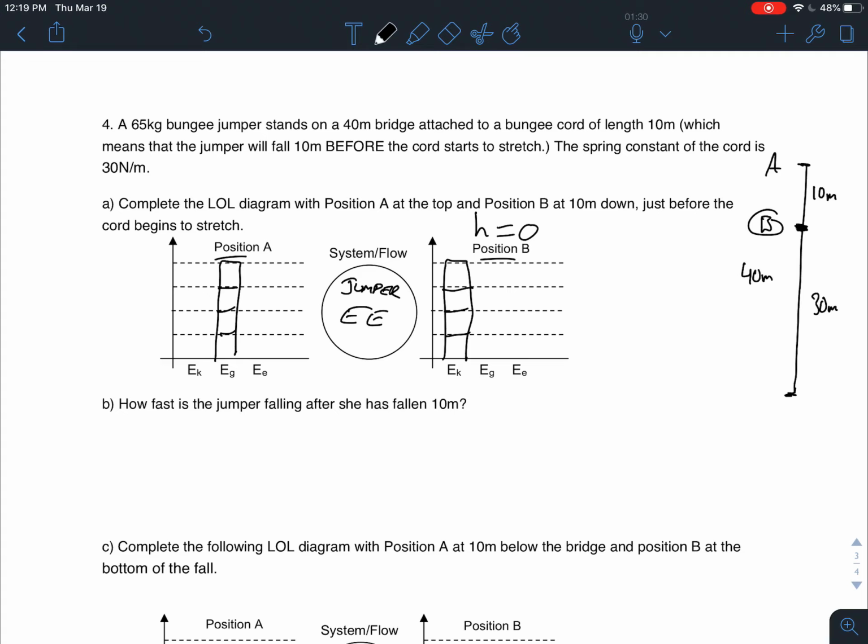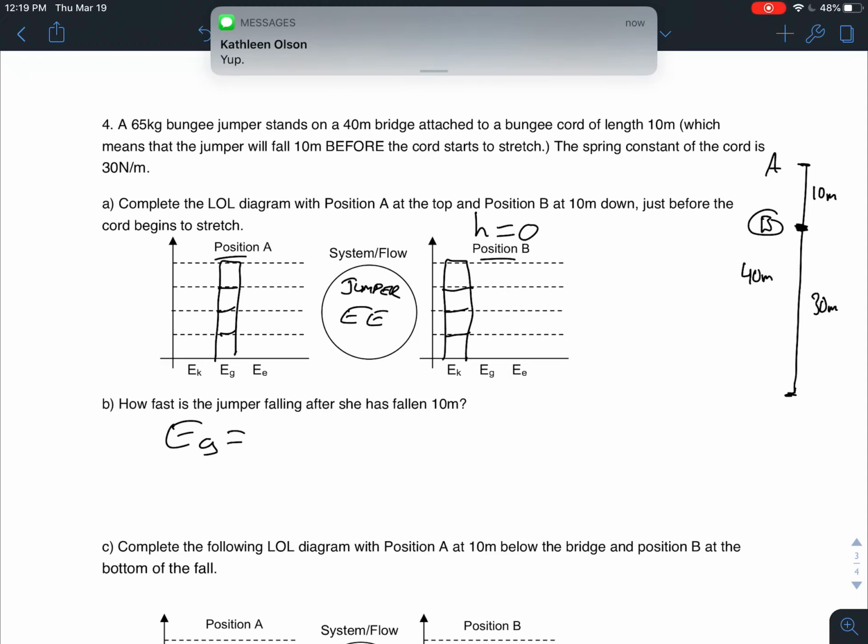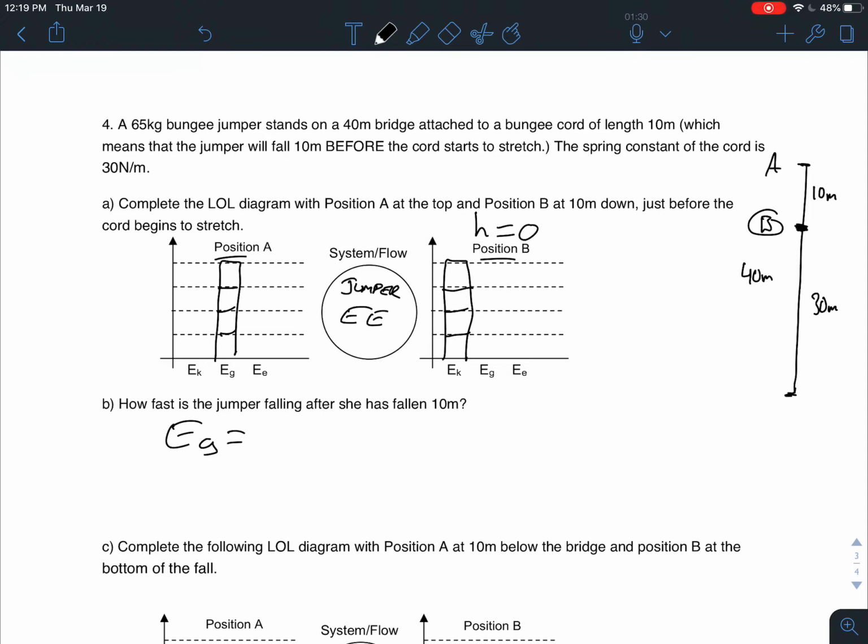How fast is the jumper falling after she's fallen 10 meters? So that means we want to write this equation. EG is equal to EK. That's 10 mh equals 1/2 mv squared. So you can plug everything in. If you notice right here, the m's cancel out.